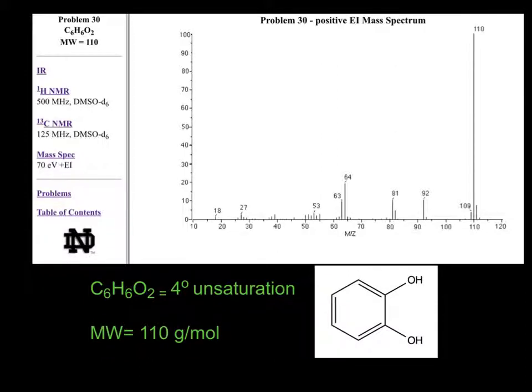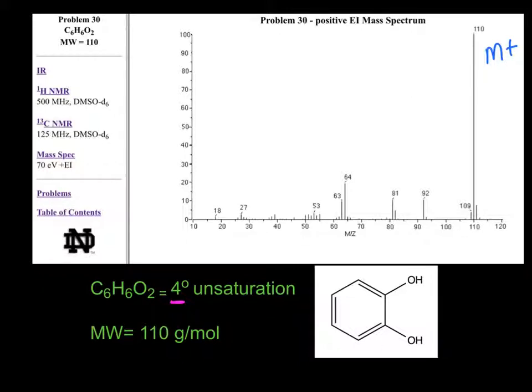The first thing you want to look at when you're given a molecular formula is degrees of unsaturation. And given the formula C6H6O2, we find 4 degrees of unsaturation. When we see 6 carbons and 4 degrees of unsaturation in a molecular formula, we immediately want to think of a benzene ring because they're so commonly found in nature.